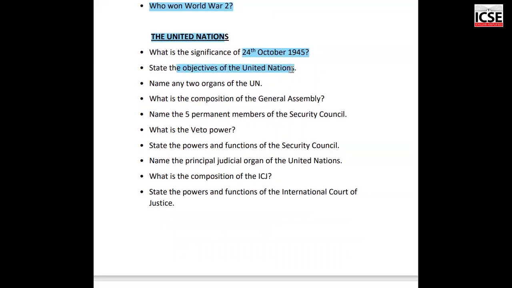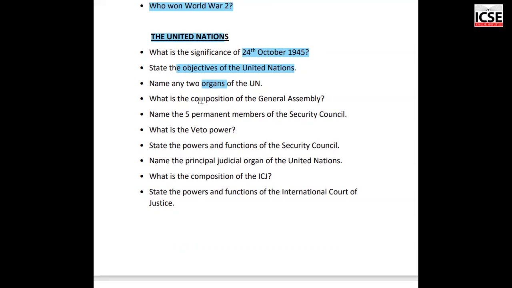Objectives of the UN are important. If you see in your book, there are certain objectives that are given in italics. Even if you simply learn those and write, you should get full marks. Name 2 organs of the UN. Now remember, organs of the UN are different and specialized agencies are different. So how many organs of the UN are we studying? We're studying only 3: Security Council, General Assembly and International Court of Justice. So if they ask you organs, remember to give the names of these. But if they ask specialized agencies, then we write UNESCO, UNICEF and WHO.